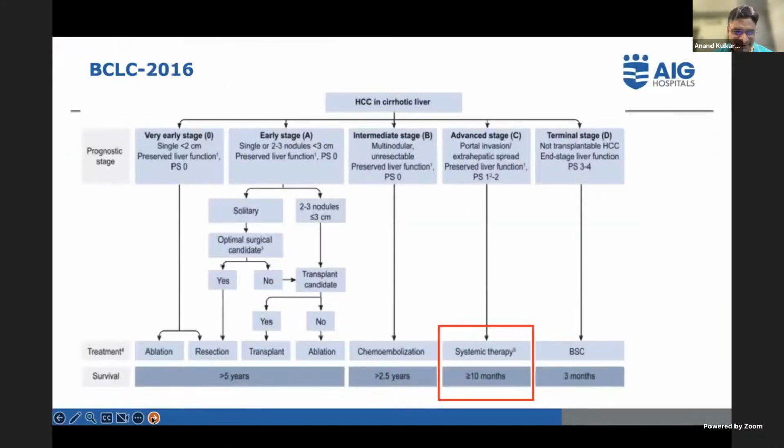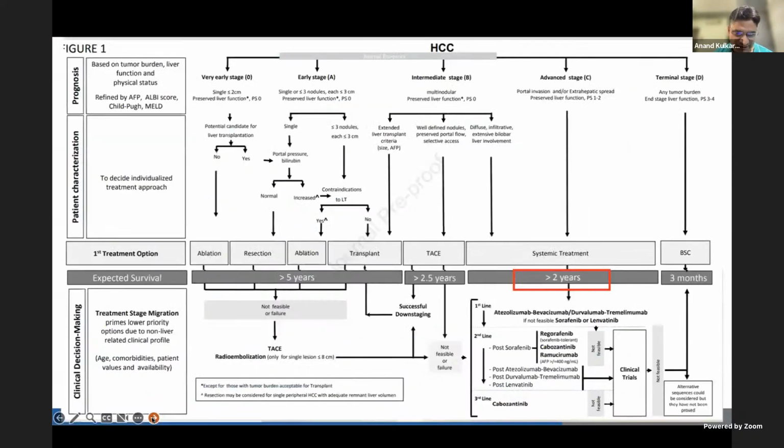This was the previous BCLC systemic therapy. If you see there, it was only 10 months survival, while the recent updated one says that the survival with the current available systemic therapy is as high as 2 years, more than 2 years. So these are the available options now: atezolizumab, or the HIMALAYA trial, durvalumab plus tremelimumab, sorafenib, lenvatinib, regorafenib, cabozantinib, ramucirumab. These are all the ones which are available, but the commonly used ones will be discussed in the next few slides.